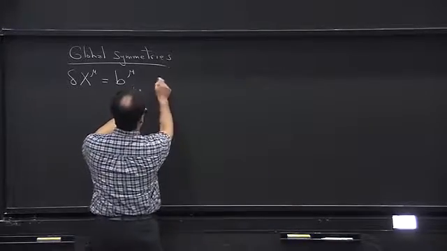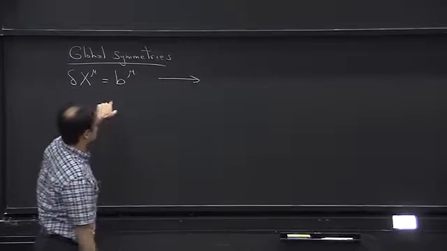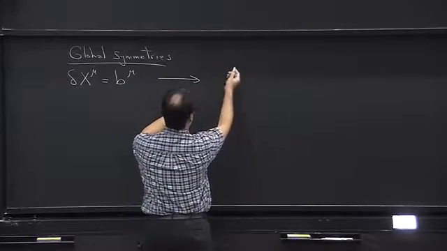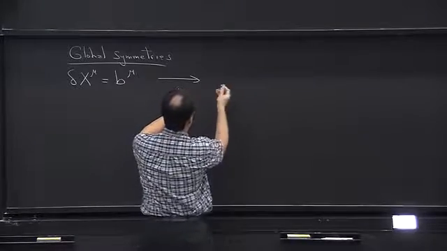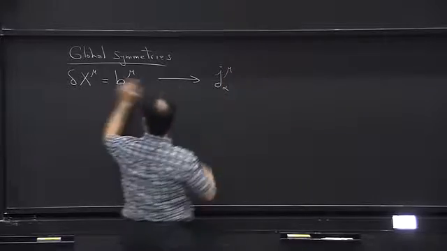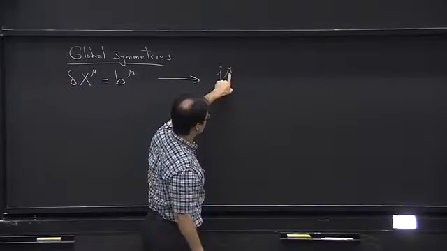So from this symmetry, we're going to get a current. So we have to find a name for that current. In principle, we could call it J alpha. And for each one of them, we will get one current. So there is this index mu.